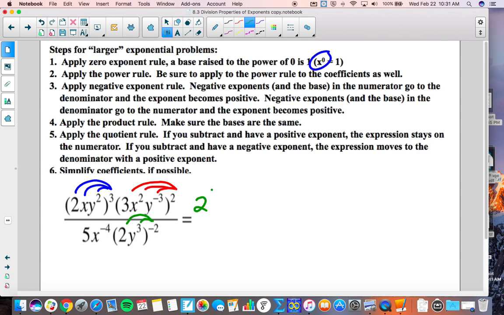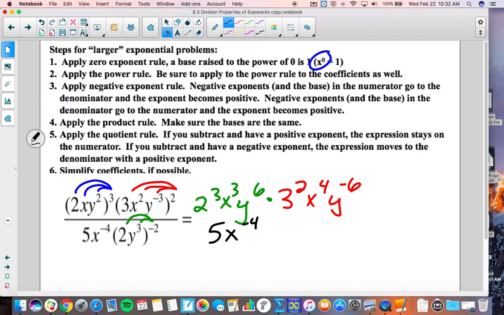2 to the third, x to the third, y to the 6th, times 3 squared, x to the 4th, y to the -6. On the bottom, we've got 5x to the -4, 2 to the -2, y to the -6. All right, we've applied the power rule.